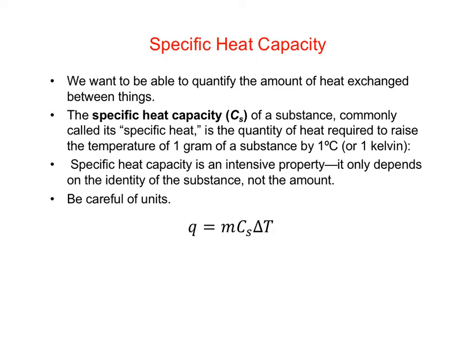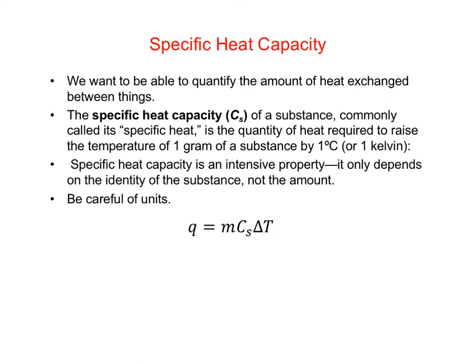the specific heat capacity. The specific heat capacity of a substance, often abbreviated as just the specific heat, is the quantity of heat required to raise the temperature of 1 gram of that substance by 1 degree Celsius, or 1 Kelvin, because when we're talking about temperature changes, the magnitude of a degree Celsius is the same as the magnitude of a Kelvin.